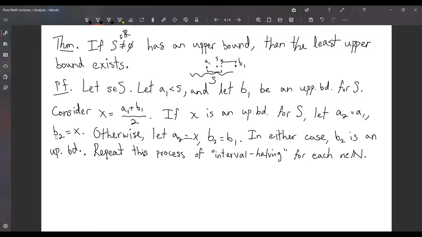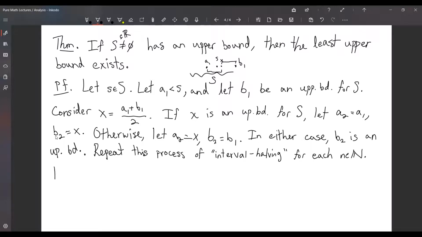And so we can see the b's, the way we're constructing this, the b elements, the b sub n, are always going to be upper bounds, right? Because in either case, if x is an upper bound, then the next b becomes x, which is an upper bound. Otherwise, you let it be the previous x, which was also an upper bound. So b sub n is always going to be an upper bound.